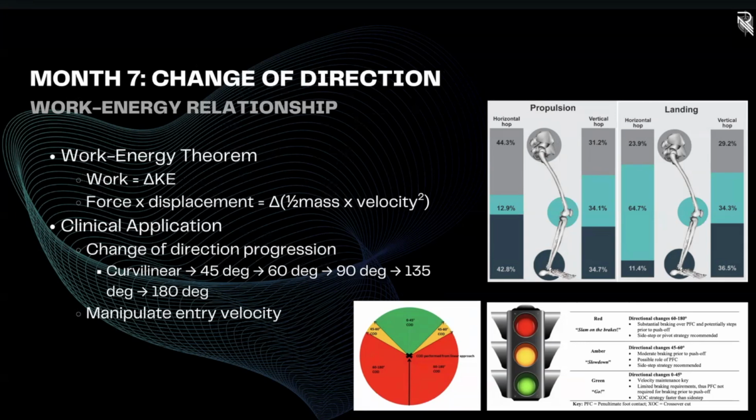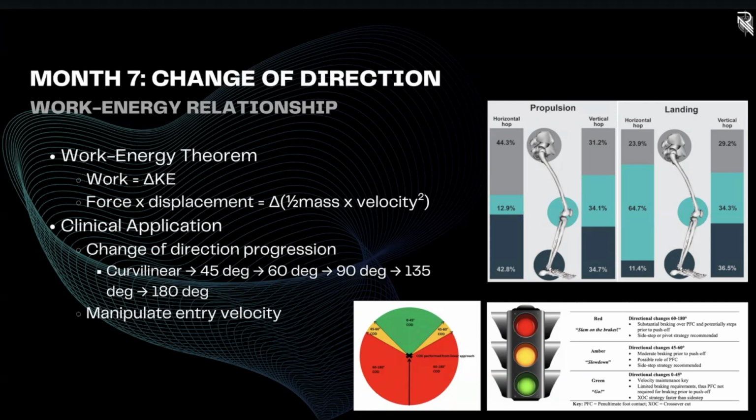So smaller angle cuts between like 0 to 45 degrees are going to demand less from a deceleration standpoint and therefore less work. But as the cutting angle increases from 60 to 90 up to 180, the athlete must perform more work to redirect momentum, leading to a higher mechanical demand on the body. So now let's connect this to jumping mechanics.